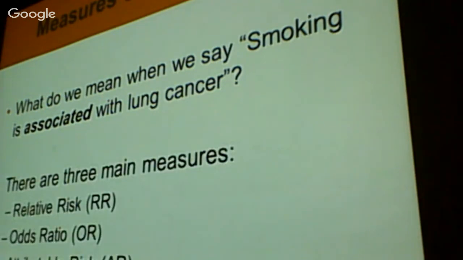We mean that according to a series of measurements of association, the indices we compute suggest a strong amount of association. The three indices we're going to explore today are relative risk, odds ratio, and attributable risk.